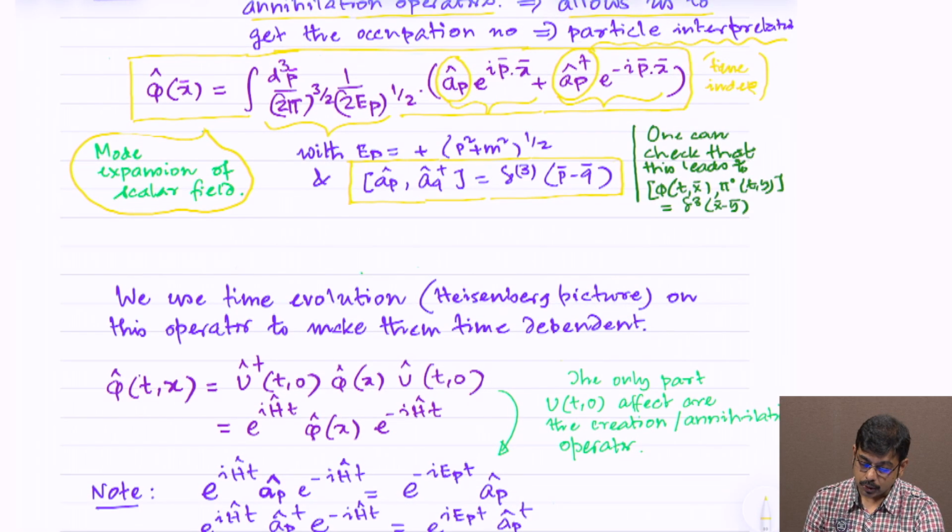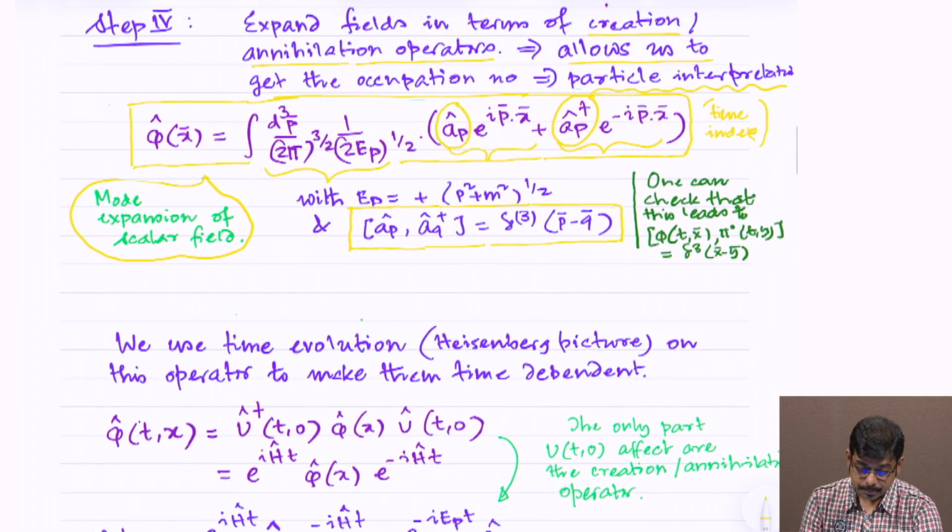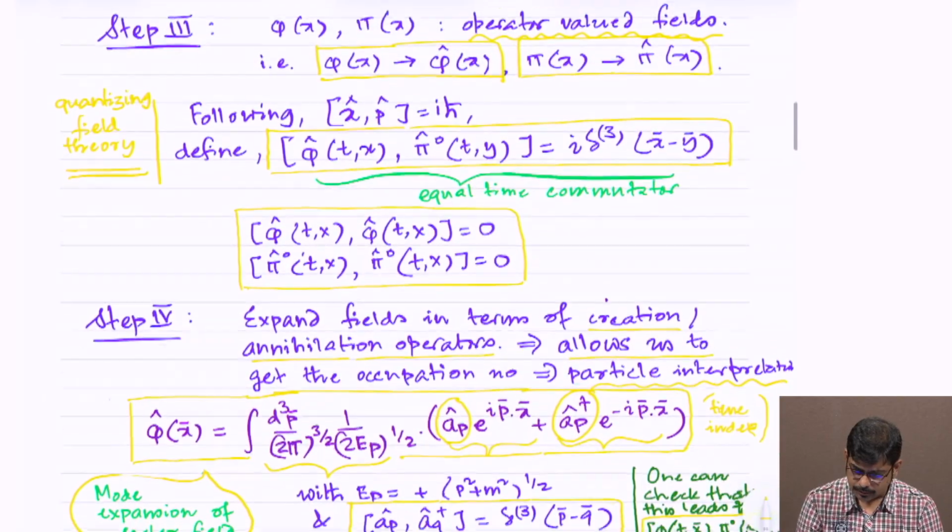It is interesting to note that if you now impose this commutation relation of a_p and a_q†, like δ³(p − q), and put it back into the expression of φ(x), and π⁰(x) can be defined just in terms of the derivative of φ(x), then one can check that this leads to the equal time commutation relation that we defined in step 3. So, the mode expansion that we are doing for the fields with respect to these creation and annihilation operators is in agreement with the commutation relations that we just defined here.